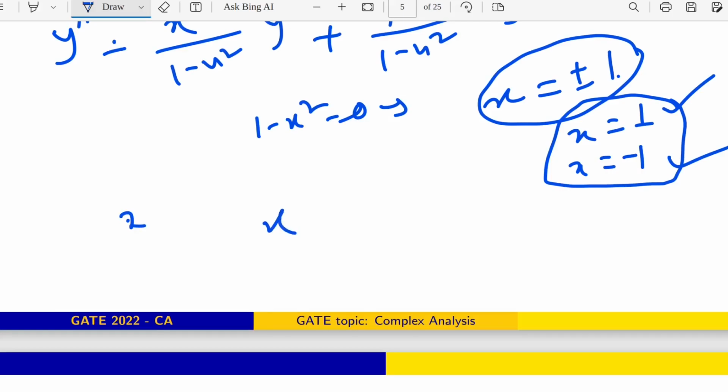Can you see the screen? I think it is going blank, but yeah. So, x minus. Oh, I can't write it properly.